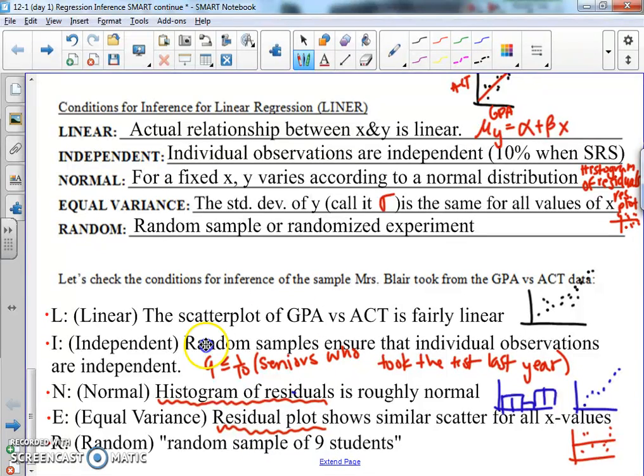All right, so you're going to be practicing a lot of this, checking the conditions, and remember 5 conditions, L-I-N-E-R, which is liner, to help you remember. All right, you'll see some more of these in the next couple videos for the next lessons. We'll continue to practice this.